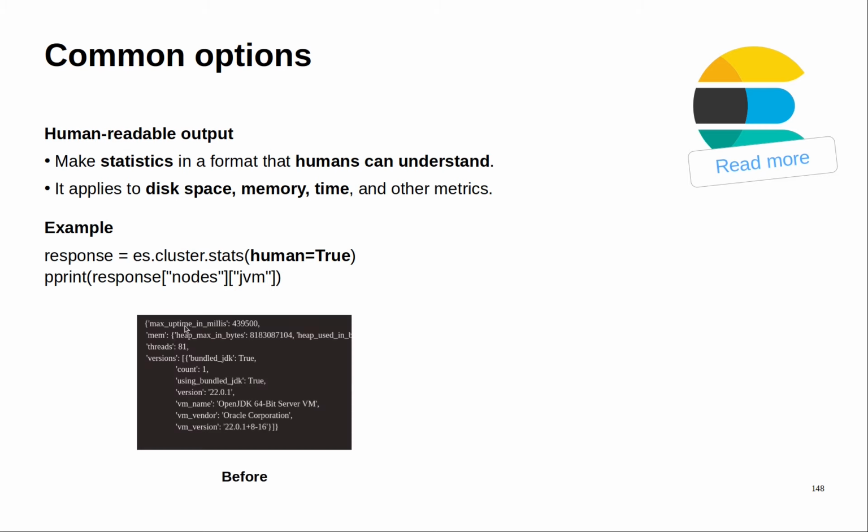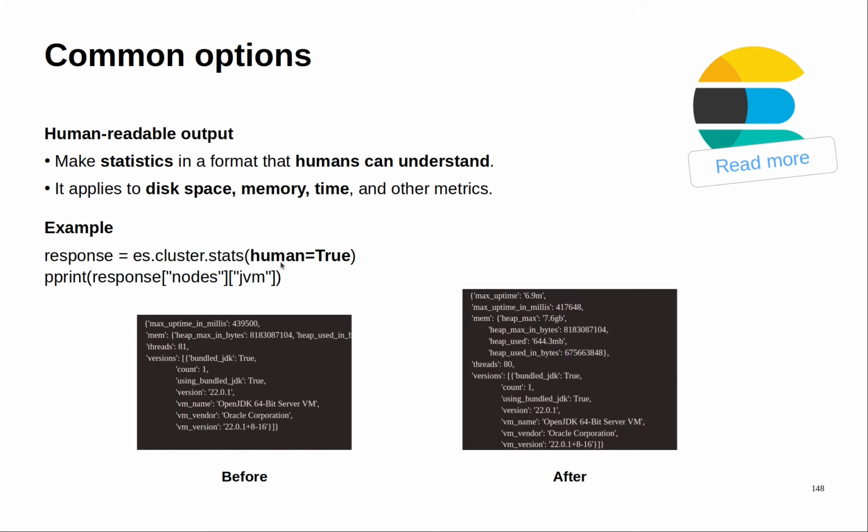Before, max uptime was this value in milliseconds. You can see it's very hard to interpret, and heap max was in bytes, so this is a very big number. But after adding the human parameter and setting it to true, you can see that yes, we still have max uptime in milliseconds, but now it was converted to minutes. So it's easier to read that this cluster was up for 6.9 minutes. And the heap max size is 7.6 gigabytes instead of this very big number.